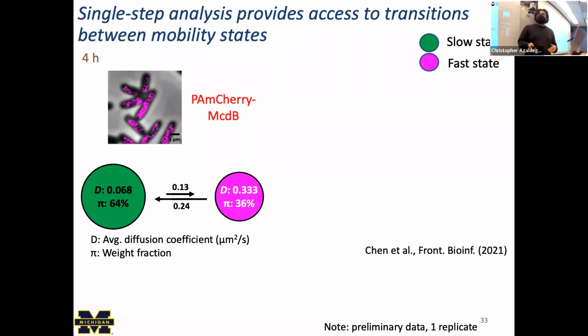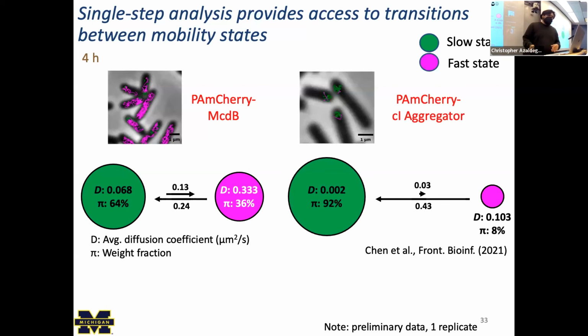But what's interesting in doing this single step analysis technique is that we're able to determine the transition rates between one state or the other. So for mCDB here, from the slow state to the fast state, you get around 13% transition rate. However, for the fast state to the slow state, you get a slightly higher transition rate, showing this dynamic exchange between the proteins in the slow and the fast state.